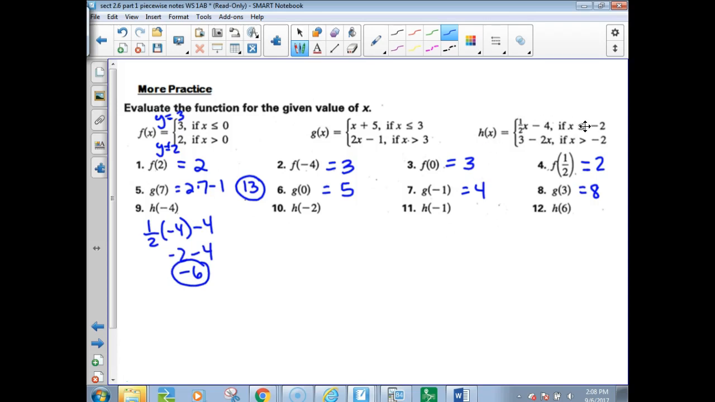The next one is a -2. With the h of -2, we would need to use the top equation of the h function, 1/2 of -2 minus 4. It's -1 minus 4, which is -5.